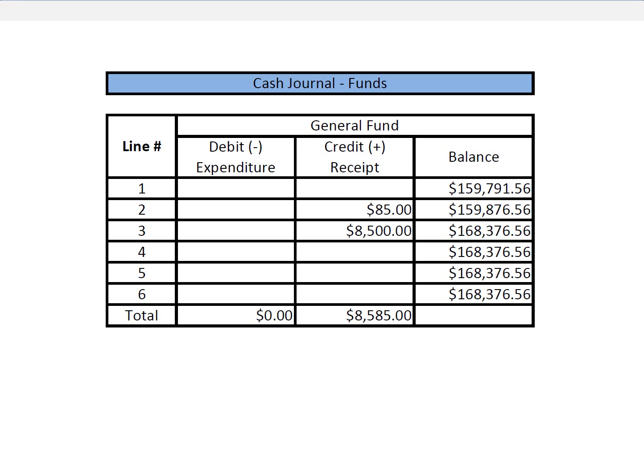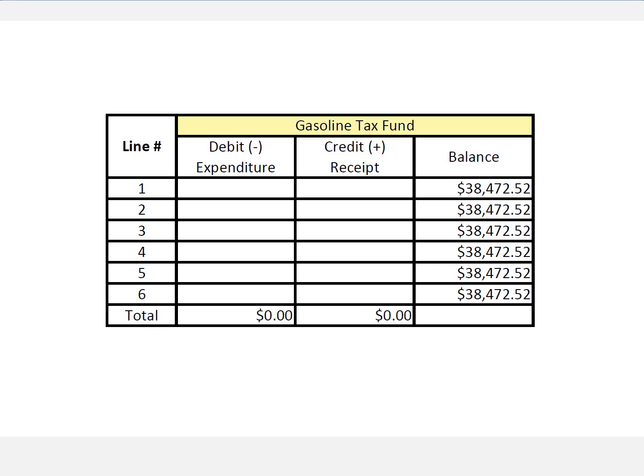The receipts must also be posted to the cash journal fund side, to the funds that received a portion of the revenue. The general fund has 2 entries from cash journal lines 2 and 3. In the fund's receipt columns, those amounts are entered, and the fund balance is updated with each entry. The gasoline tax fund didn't have any receipt postings. We see the fund balance carried forward unchanged. The same is true of the road and bridge fund.